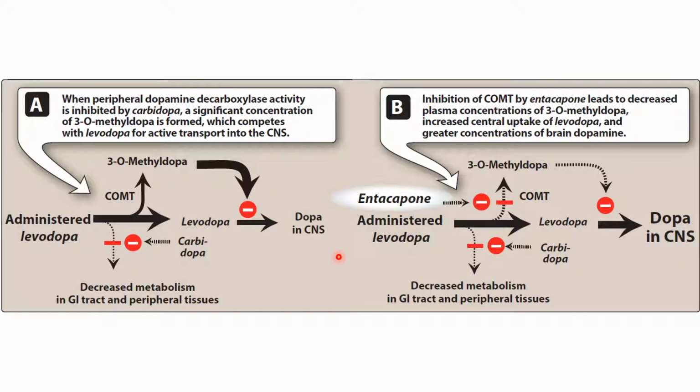The another drug that is used is entacapone. So here we can see the levodopa that is administered is metabolized by the catechol O-methyltransferase to the 3-O-methyldopa, and then also inhibited by the carbidopa in peripheral tissues. So when peripheral dopamine decarboxylase activity is inhibited by carbidopa, a significant concentration of the O-methyldopa is formed, which competes with the levodopa for active transport into the central nervous system.